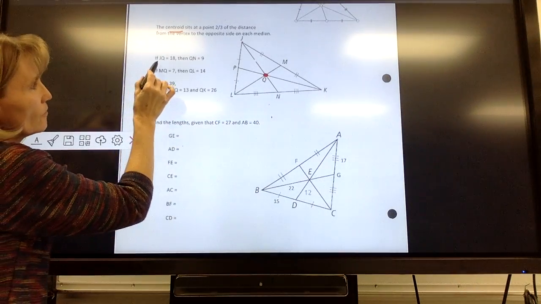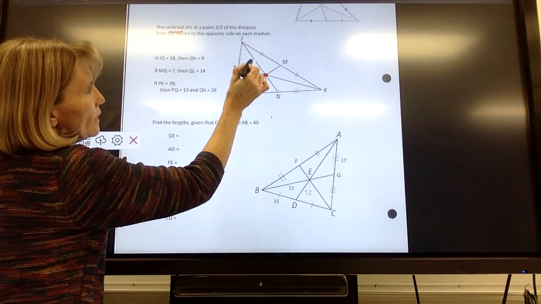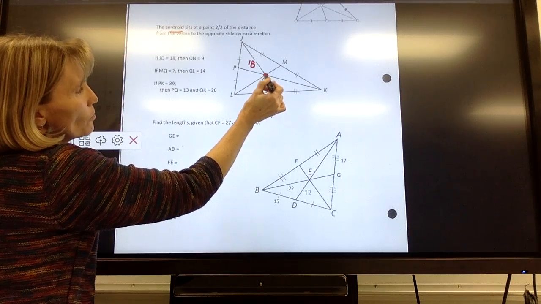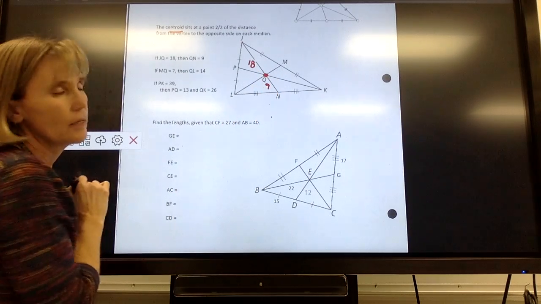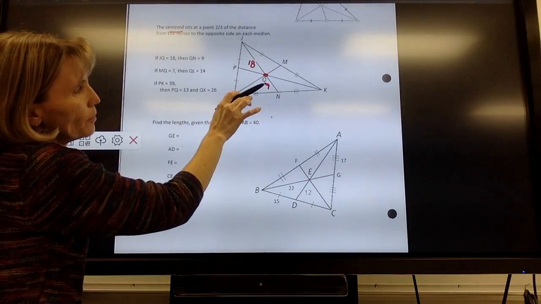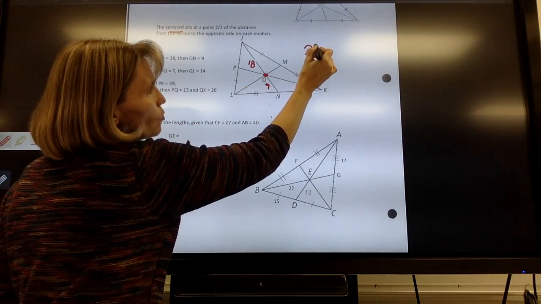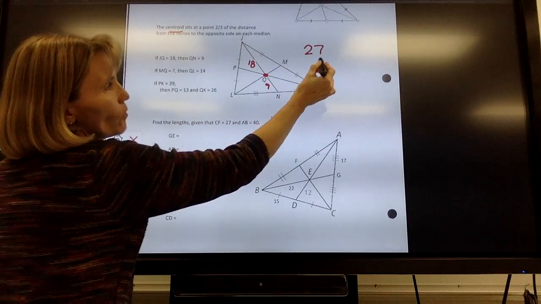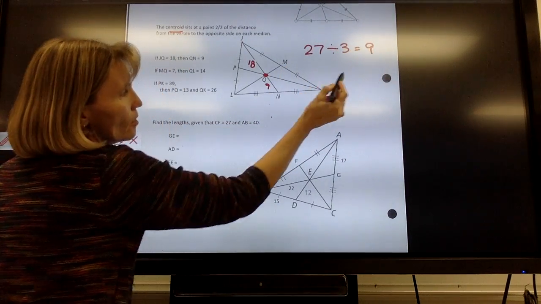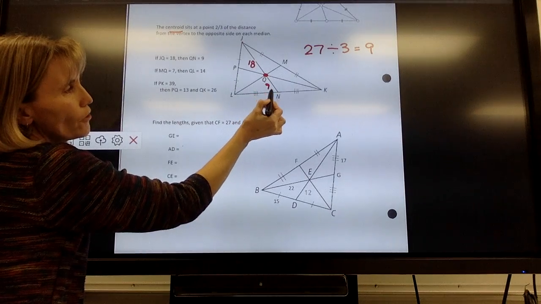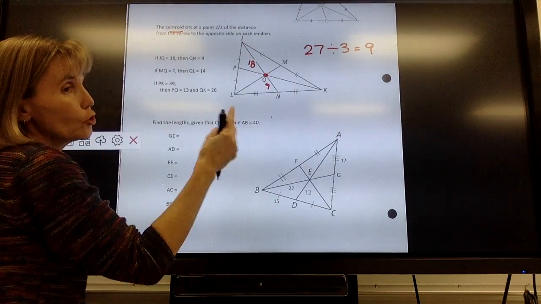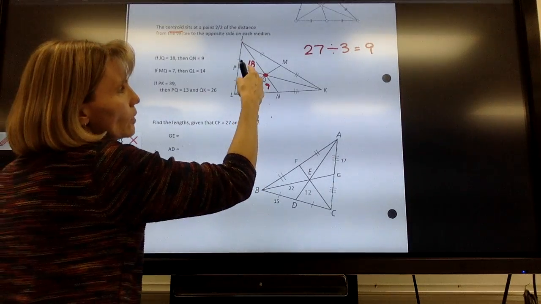Okay, so it says if J to Q is 18, so from Q to J is 18 units, then from Q to N would have to be 9 units. Because the whole thing then, 18 plus 9, the whole thing is 27 units. And if I were to cut that into thirds, I would get 9. So the smaller portion is 1/3, that's 9. And the longer portion is 2/3, so we double that, we would get 18.